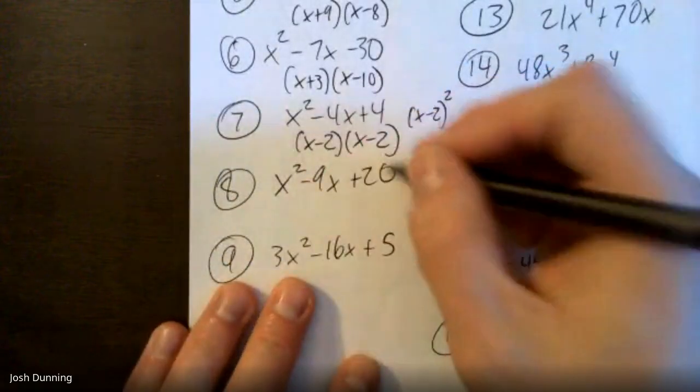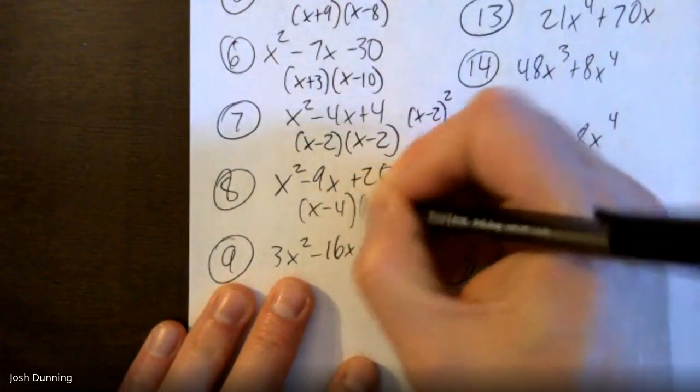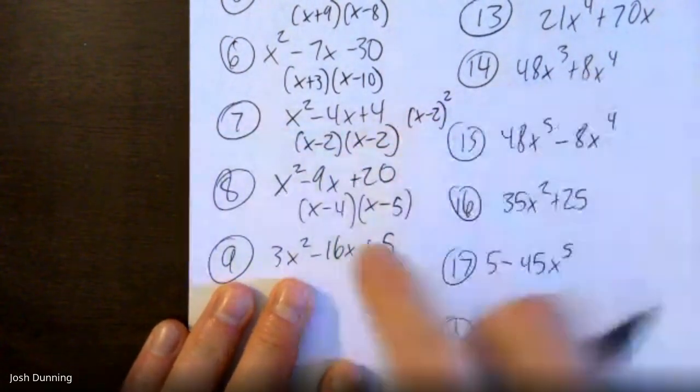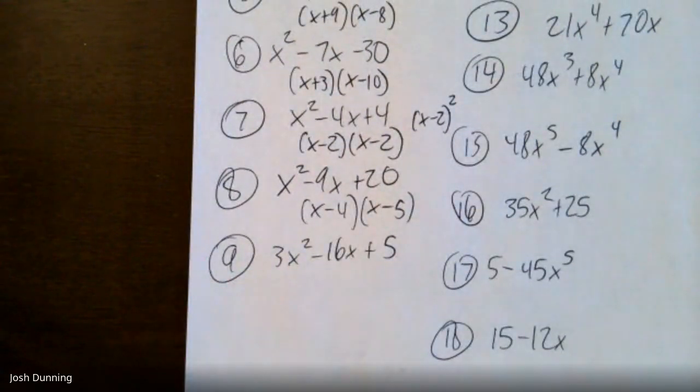Number 8, 4 times 5 is 20. 4 plus 5 is 9. They're both minuses. Negative 4 plus negative 5 is negative 9. All right.